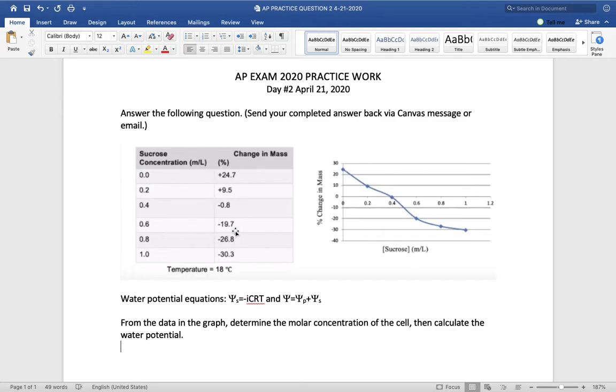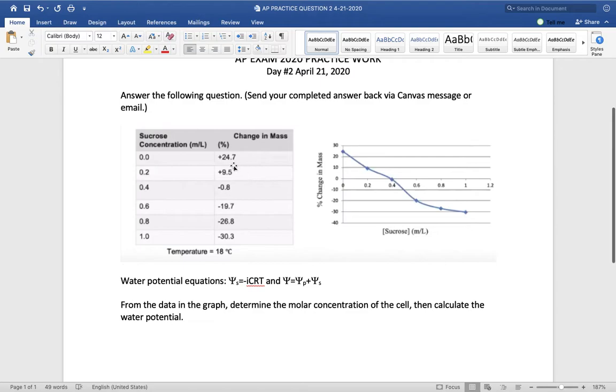So this is not really a part of the question. You can say, just by looking at these numbers, that 0 and 0.2 would be considered hypotonic solutions in this situation because the cells gain mass. 0.4 through 1.0 would be considered hypertonic solutions because the cells lost water, they lost mass. So a little review for hypertonic and hypotonic.